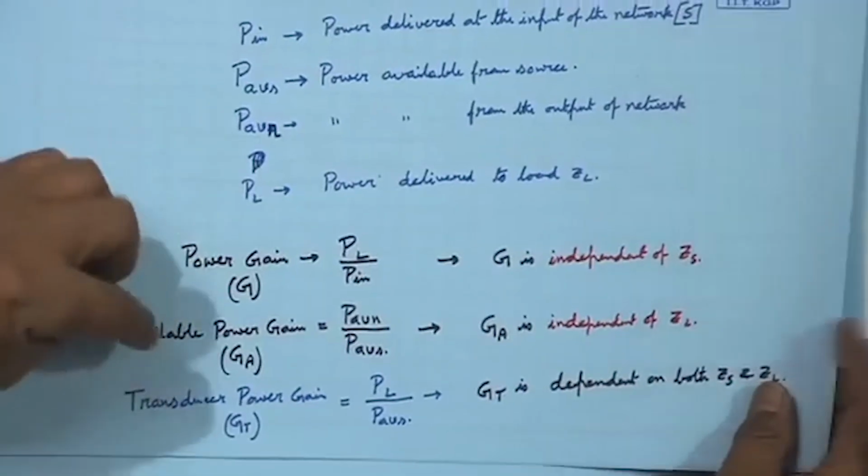Welcome to this 12th lecture. In earlier lectures we have seen various power definitions and power gain definitions, and we have related the various powers at various points in the microwave amplifier network. Now we have also introduced these three power gains. Now is the time to find the expressions for those power gains.